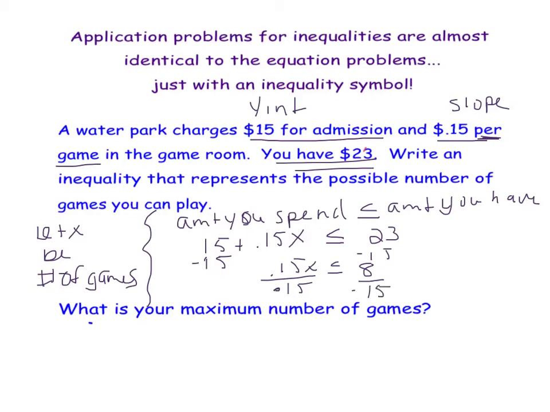8 divided by 0.15 is 53.3 repeating. But what does that mean? It means that our number of games has to be less than or equal to, so it could be anything that is less than or equal to 53.3. Since we can't play a third of a game, the maximum number of games that we can play is 53 games.